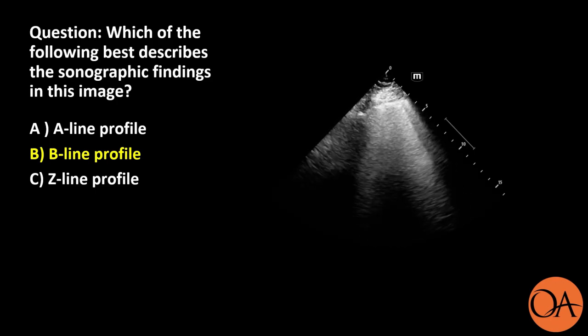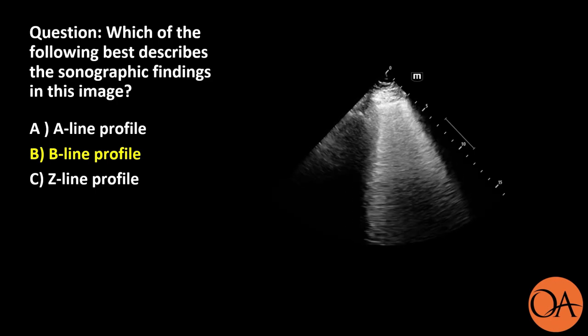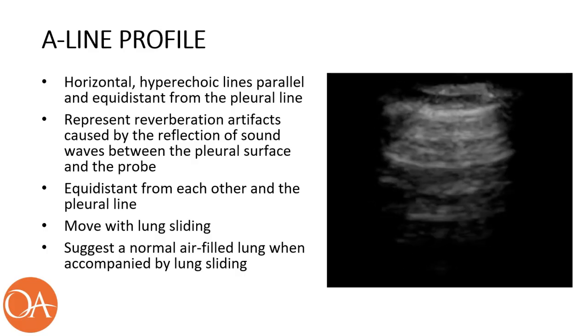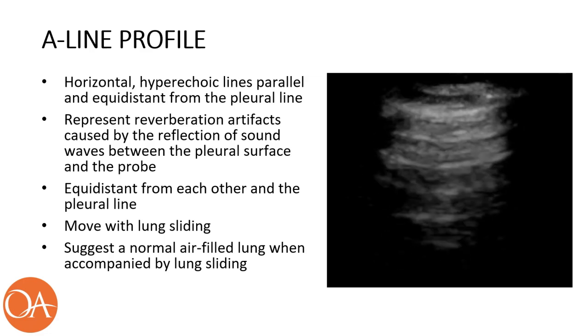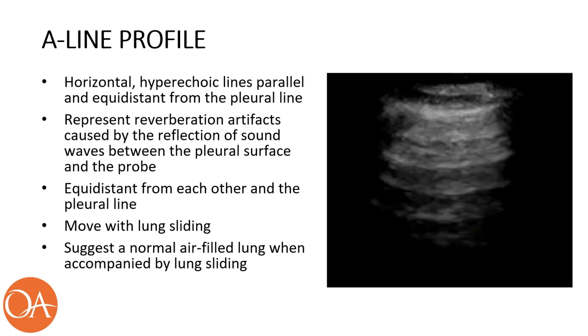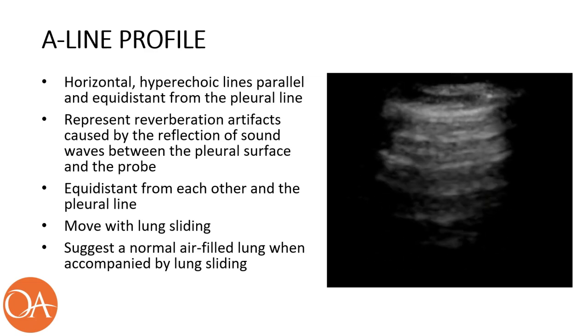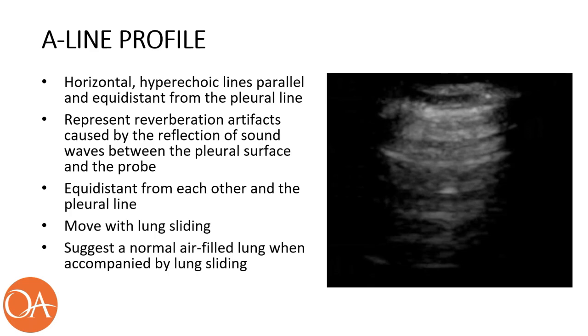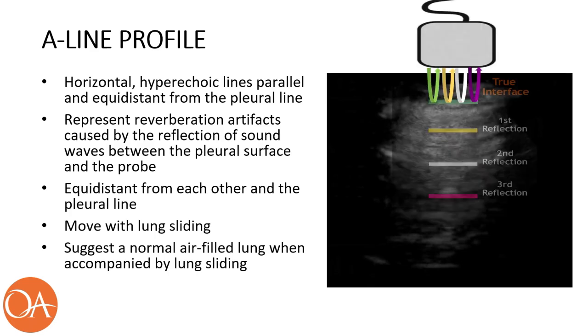Correct answer is B, a B-line profile. A-lines are horizontal echogenic lines that appear at regular intervals below the pleural line. They are reverberation artifacts created when the ultrasound beam reflects repeatedly between the pleural surface and the transducer in the presence of air-filled alveoli. Because air is a strong reflector of ultrasound, these reflections generate bright, evenly spaced horizontal lines that run parallel to the pleural line.